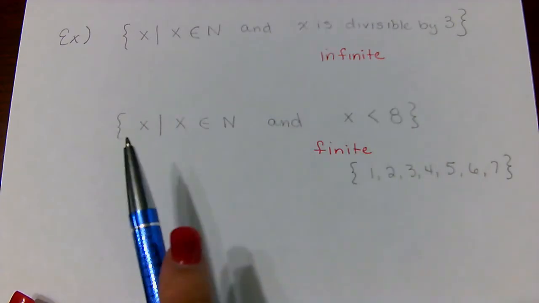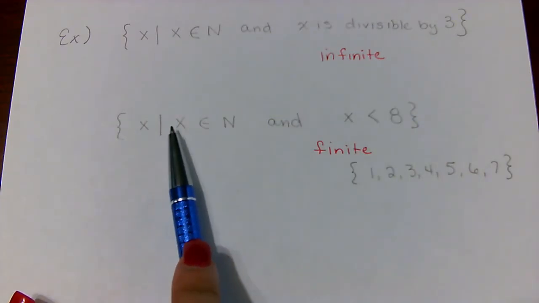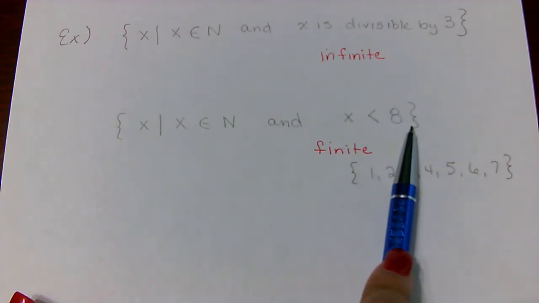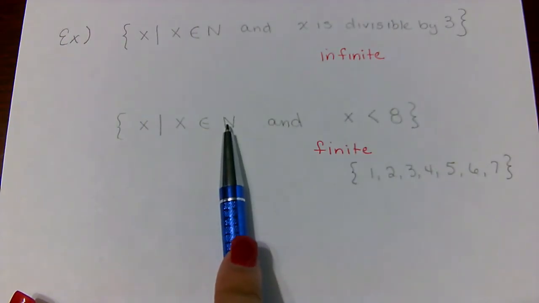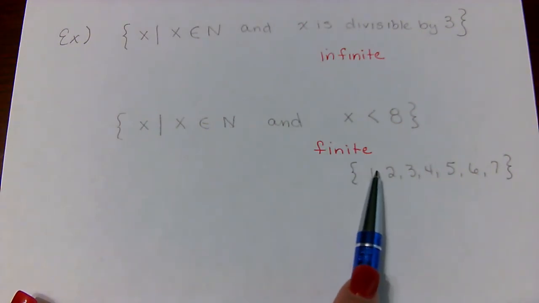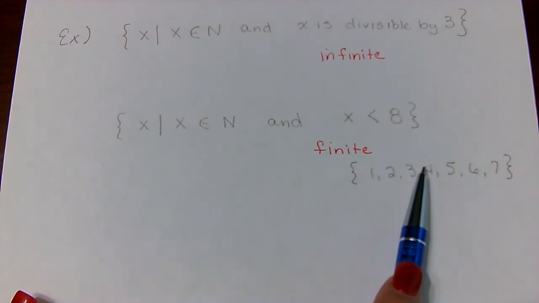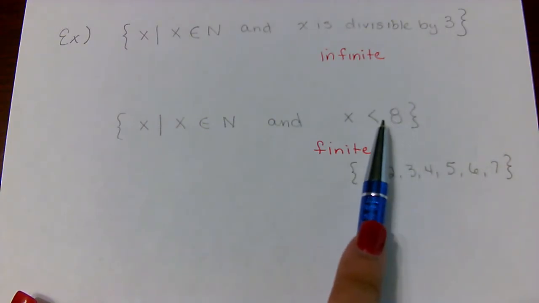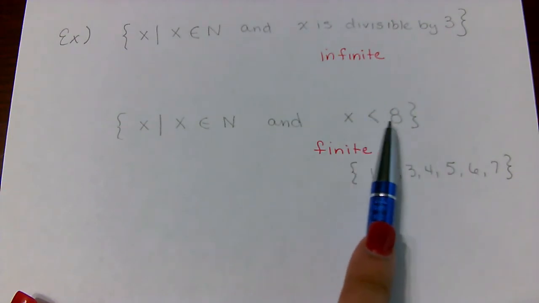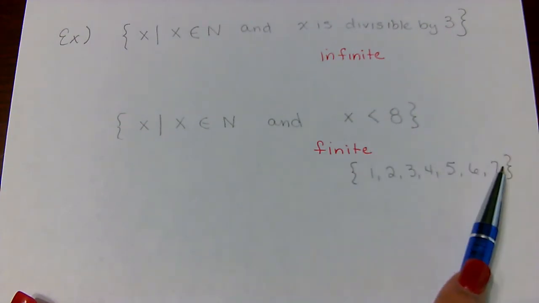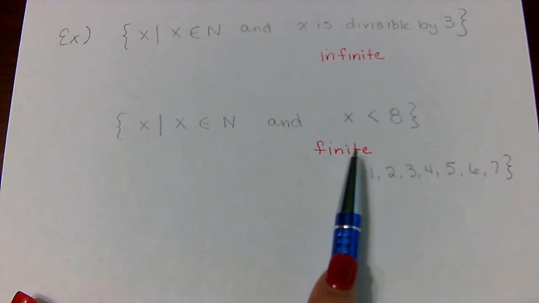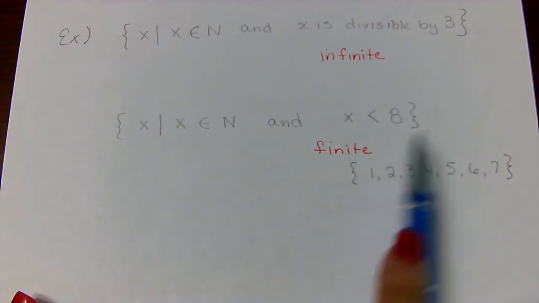Okay. Here's another example. We have x is an element where x is a natural number and x is less than 8. Since natural numbers begin with the number 1, I would have 1, 2, 3, 4, 5, 6, 7. This states that x is less than 8, not equal to 8, therefore I have to stop at 7. Here we have a specific number of elements in this set, therefore it is a finite set.